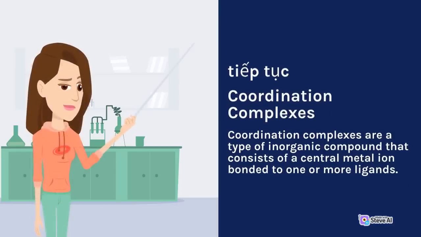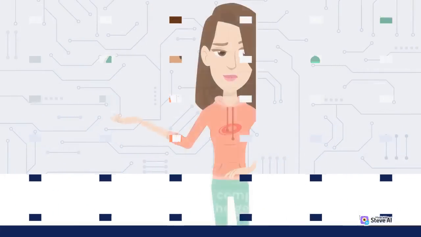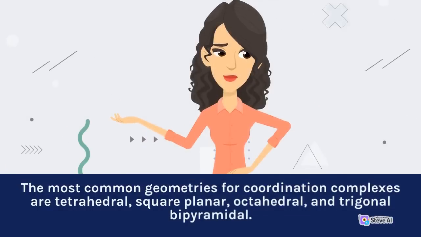Coordination complexes. Coordination complexes are a type of inorganic compound that consists of a central metal ion bonded to one or more ligands. These compounds often have unique properties, including color and magnetism, and are essential in many biological and industrial processes. The structure of coordination complexes is determined by the nature of the ligands and the geometry of the metal ion. The most common geometries for coordination complexes are tetrahedral, square planar, octahedral, and trigonal bipyramidal.